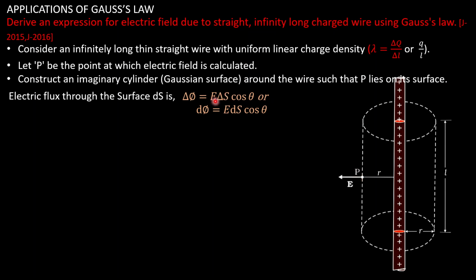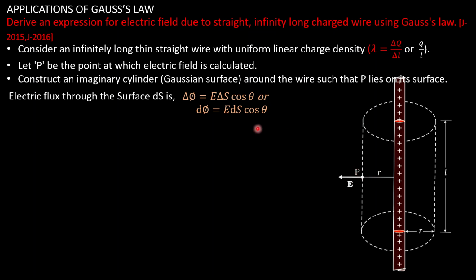So we have E into delta S cos theta. Delta S is the small surface present here, E is the electric field intensity at this point, and delta flux is the number of electric field lines passing through the small surface. We can also represent it as d phi equals E dS cos theta. dS is the small surface here, and d flux is the small number of electric field lines passing through this small surface.